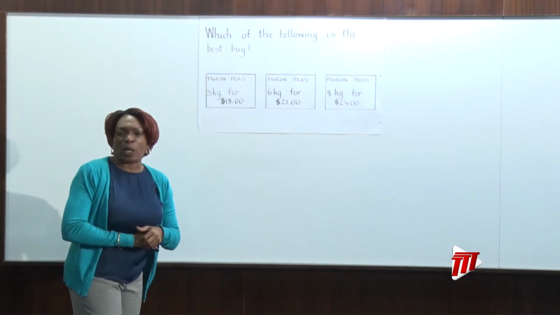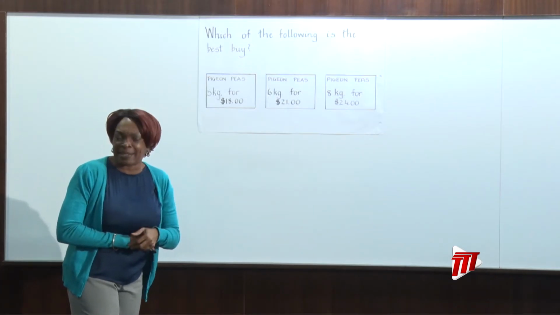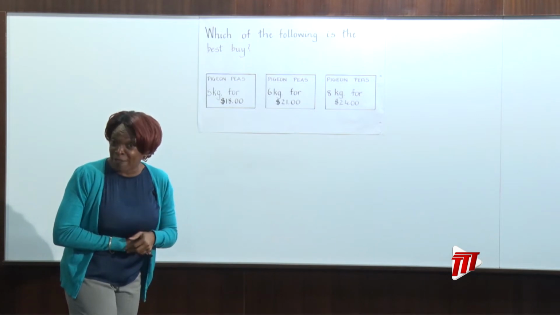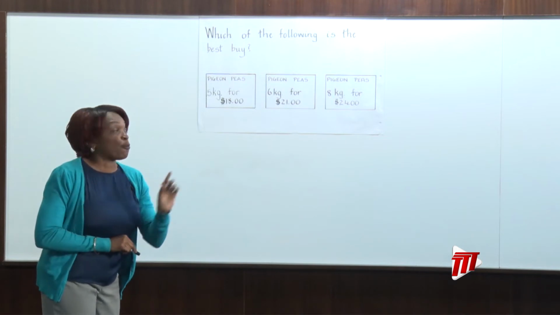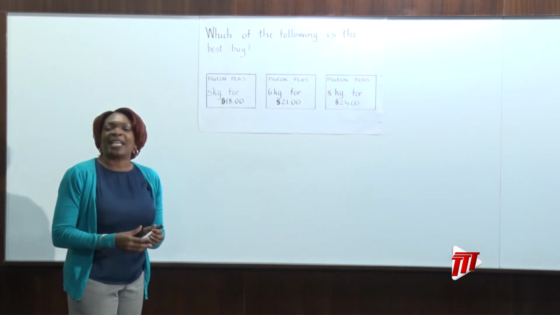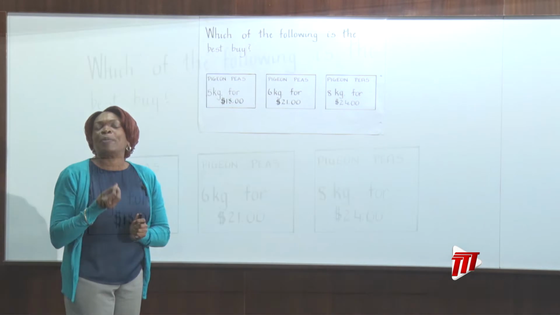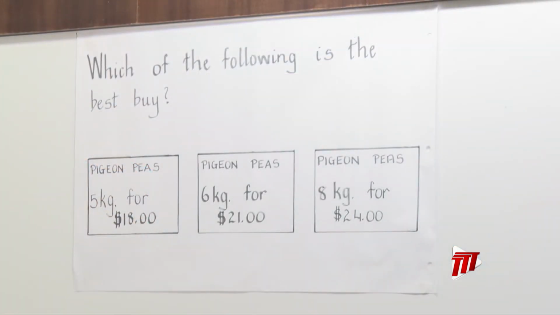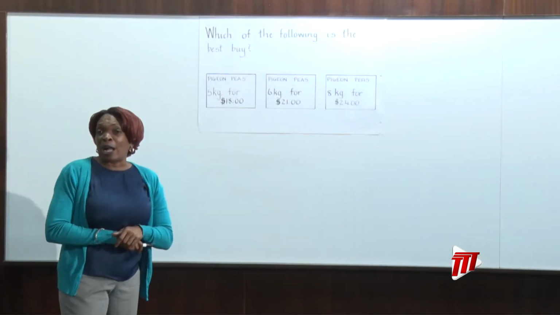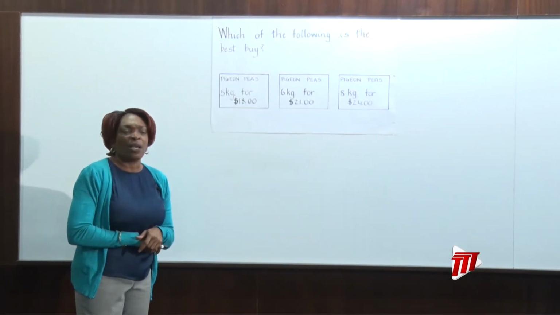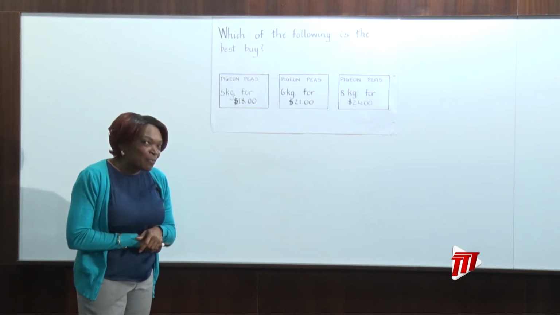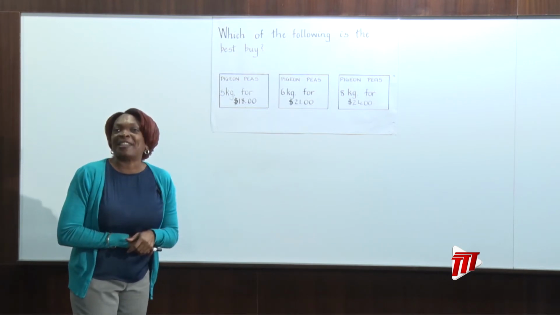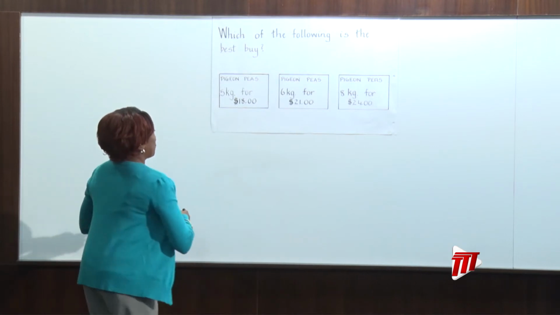How are we going to find out which one is the best buy? Do you know what we have to do? We must find for 1 kilogram for each one of these. What is the value of 1 kilogram of pigeon peas for each one? So what are we going to do? Let's take them one at a time. 5 kilograms of pigeon peas for $18. How are we going to find out for 1 kilogram? Yes, we are going to divide. So let's do that now.